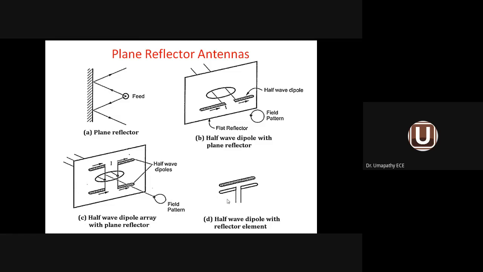And see the last setup. There is a half-wave dipole available. Parallel to the half-wave dipole, we have a flat reflector. There is a smaller reflector placed adjacent to the half-wave dipole to make a parallel combination. So, half-wave dipole with a reflector element. So these four arrangements come under the category of plane reflector antennas.